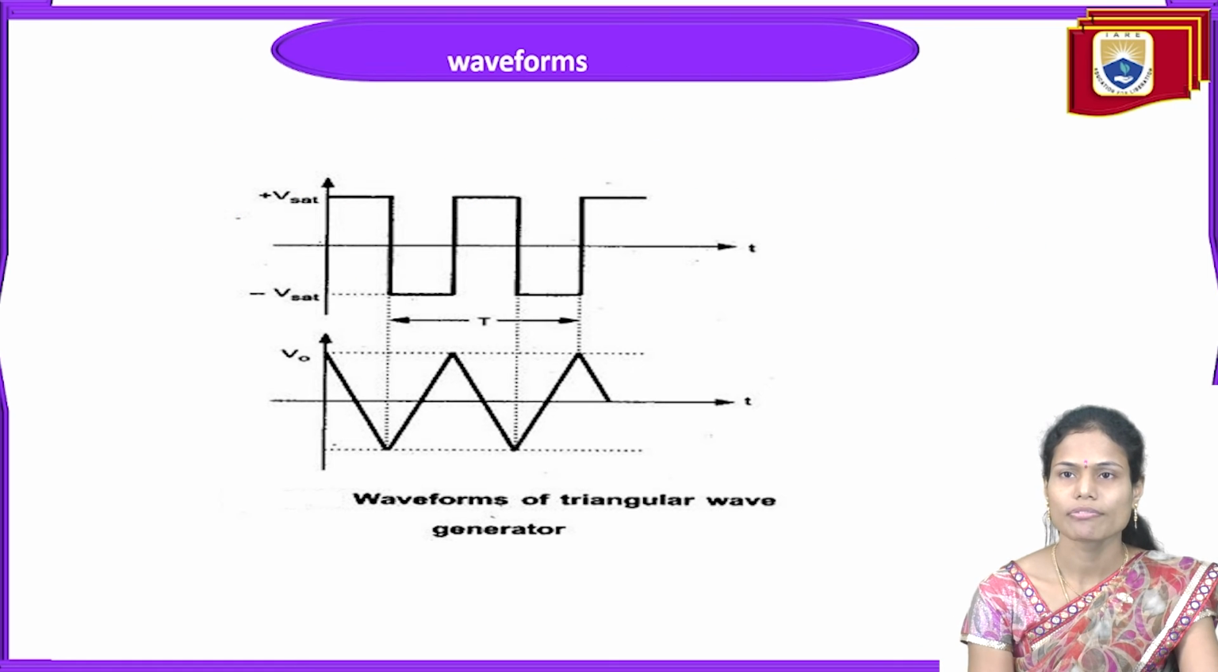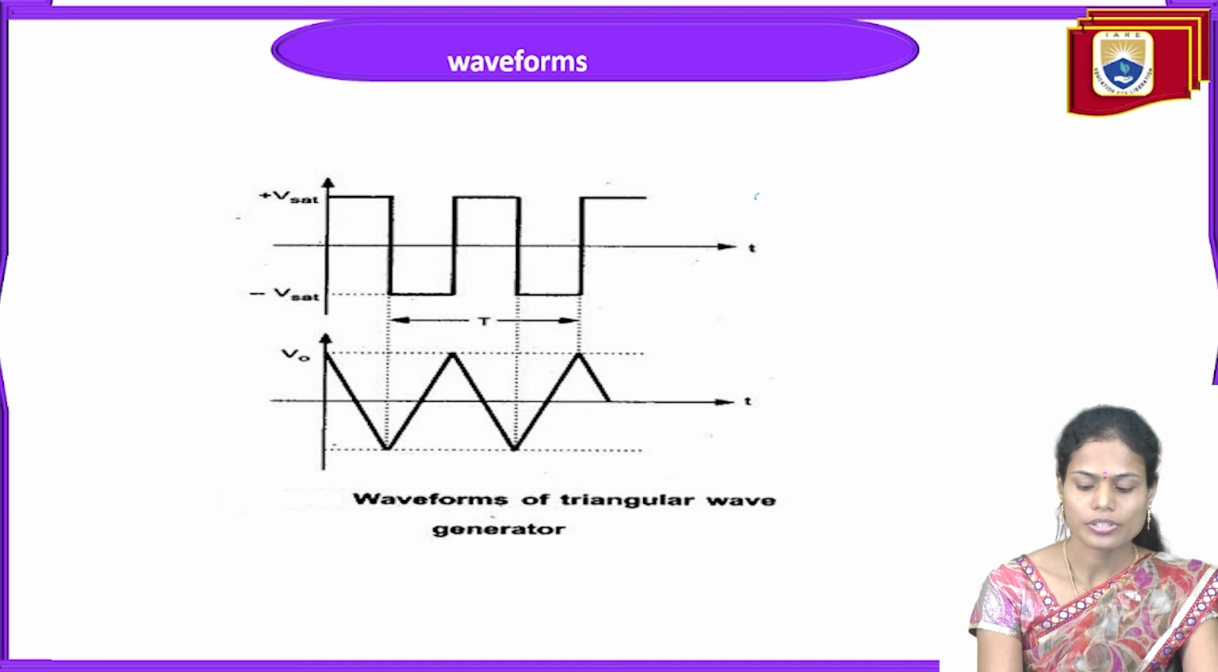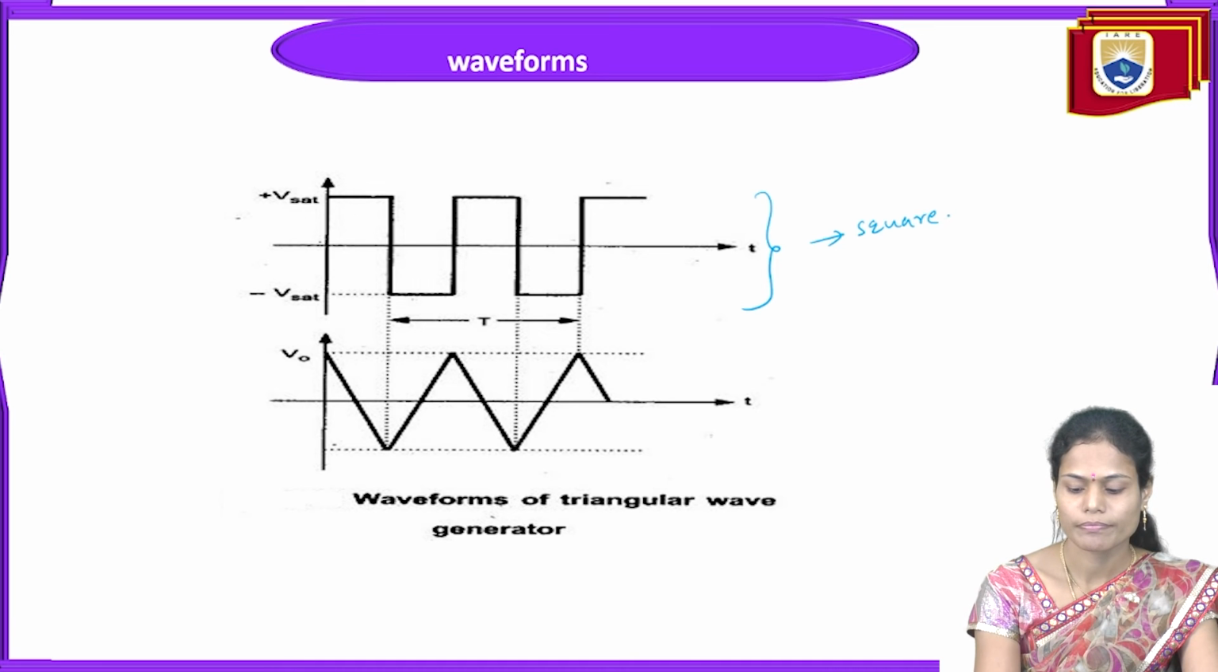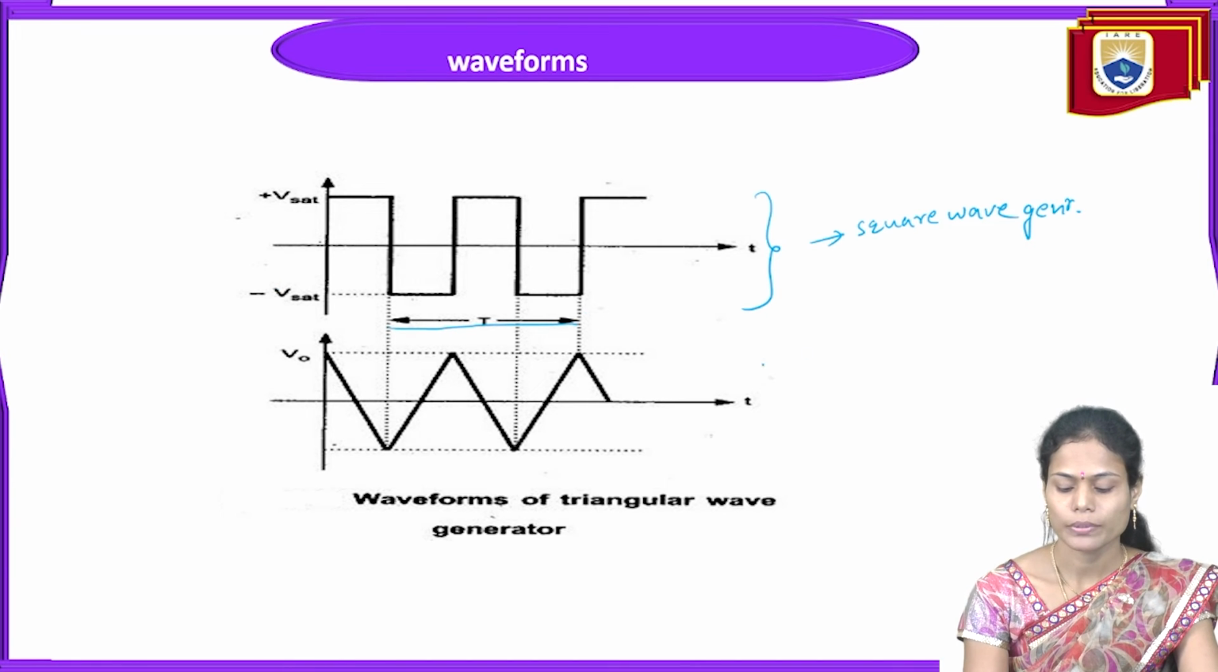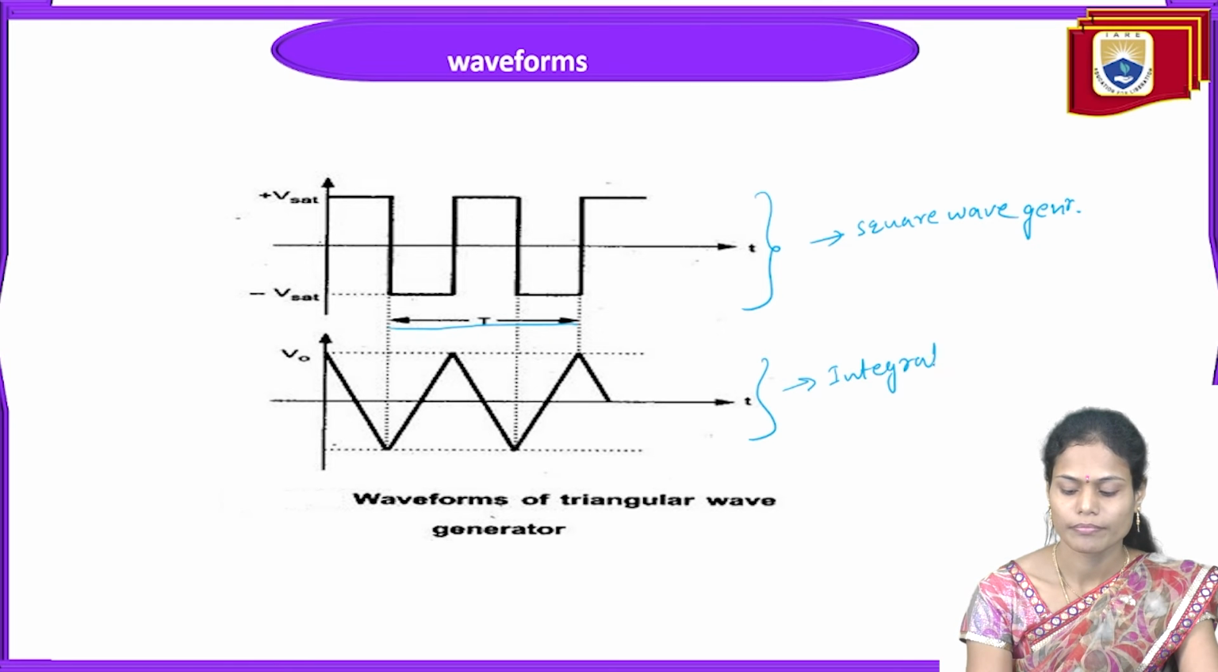Now if we see the waveforms of the square wave generator as well as the integrator, this is the output we can get from the square wave generator. That is the square wave signal. It is changing from plus V saturation to minus V saturation with the time period T here. And the output of the integrator is the triangular wave signal.